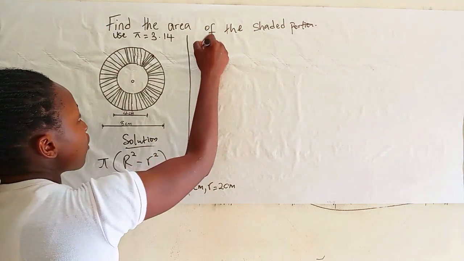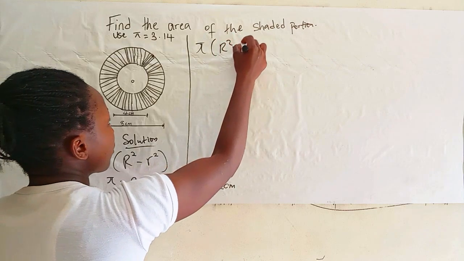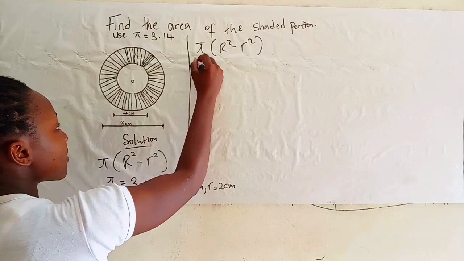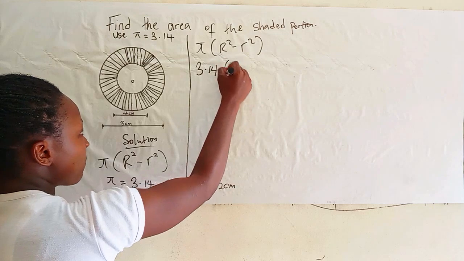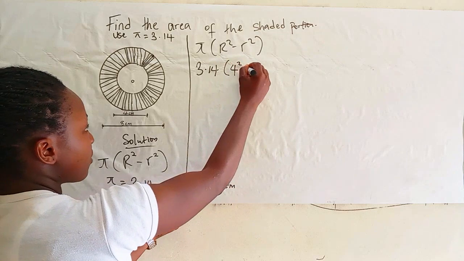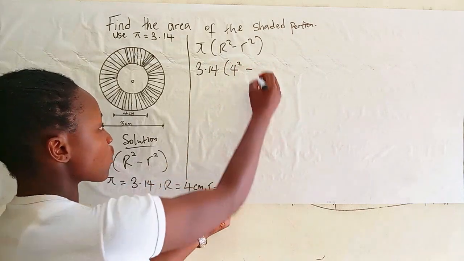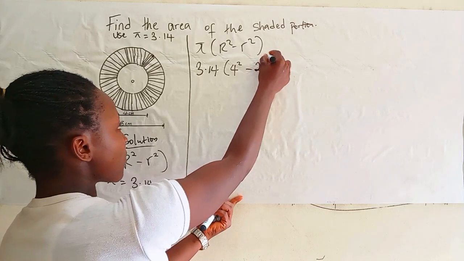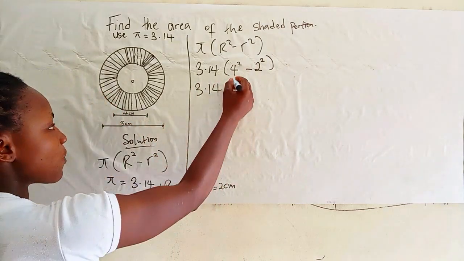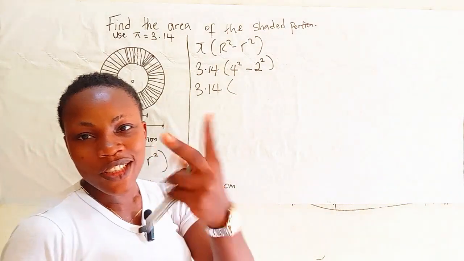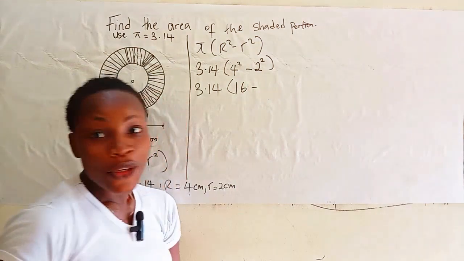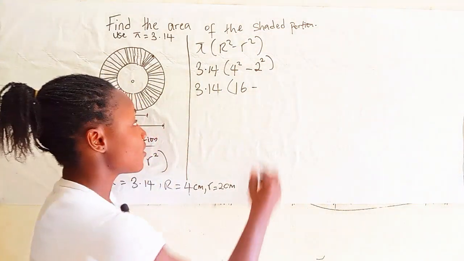This remains our formula, pi open bracket big R squared minus small r squared. All right? Okay. Our pi is 3.14 open bracket. Our bigger R is 4. So we're going to have 4 squared minus our smaller r is 2. We're going to have 2 squared. Okay? So we're going to have 3.14 open bracket. 4 squared is going to give us 16. All right? So we're having 16 here. Minus 2 squared is 4. So here is 4.